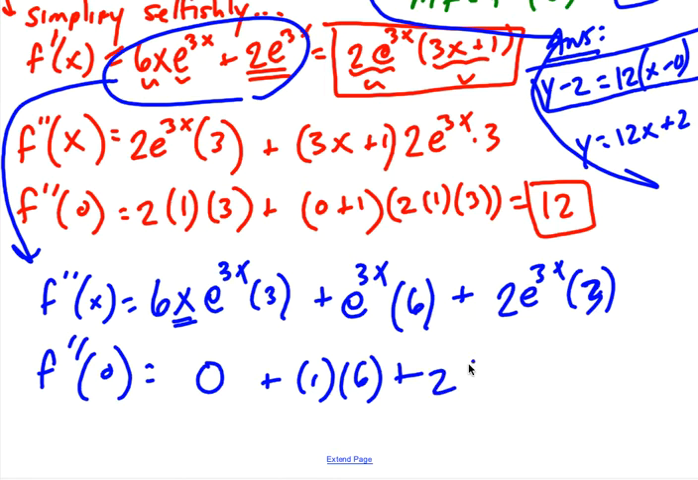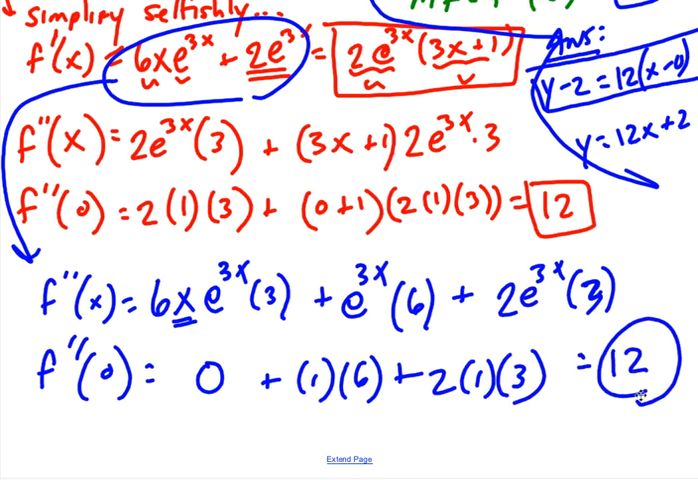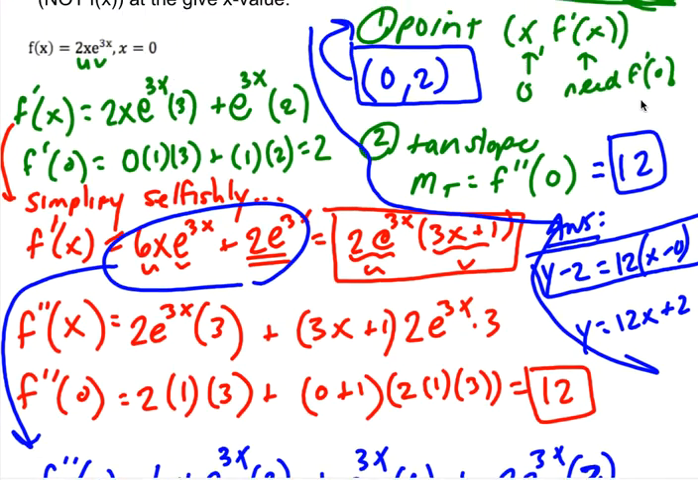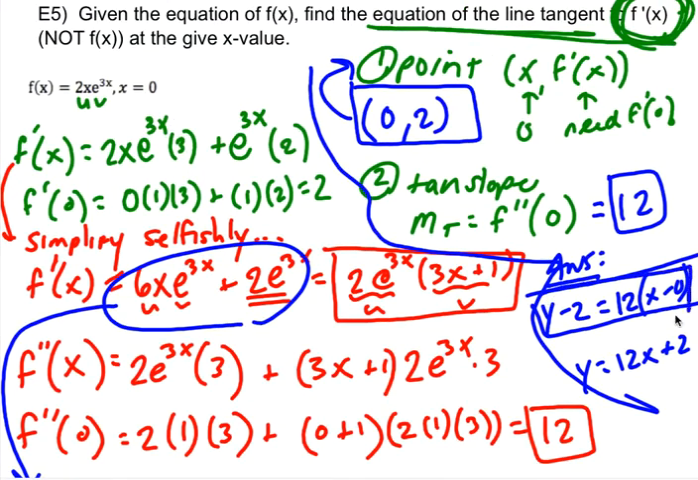Plus a 2 times 1 times 3. That's definitely a 6 plus 6, which is a 12. So you get the same value either way. Again, it doesn't matter how you do it, but your answer ends up looking like this.